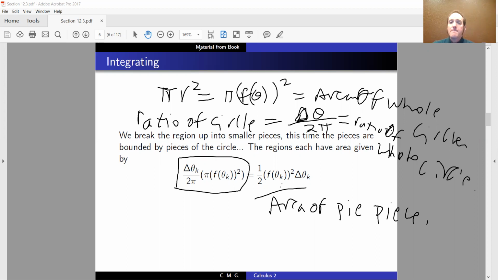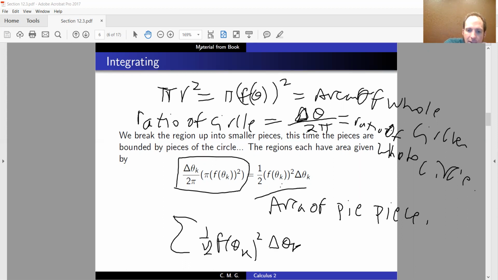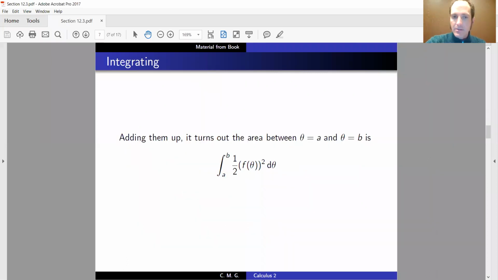Okay, and so now I add them all up. All right, so I find the sum, and I do 1/2 f of theta k squared delta theta k, where k goes from 1 to n, and then I take the limit as n goes to infinity. And this is a Riemann sum thing. And what do I get? Well, what I get out of all of this is the integral.